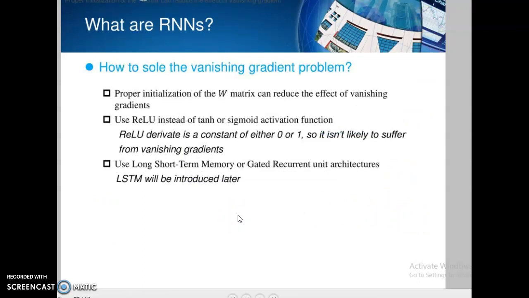How to solve the vanishing gradient problem? Proper initialization of the W matrix can reduce the effect of vanishing gradients. Use ReLU instead of tanh or sigmoid activation function. The ReLU derivative is a constant of either 0 or 1, so it is not likely to suffer from vanishing gradients. Use long short-term memory or gated recurrent unit architectures. LSTM will be introduced later.